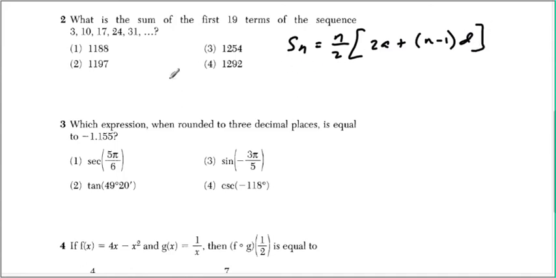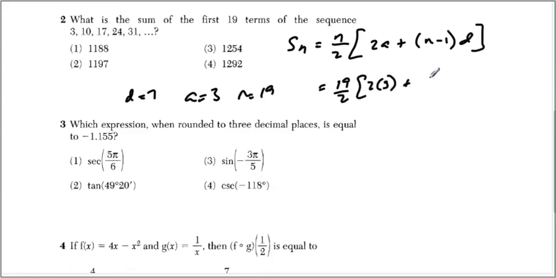Good. Now we know d is equal to 7, we know a1 is equal to 3, and n is 19. Plug them all in. So 19 over 2, times 2 times 3 plus 19 minus 1, which is 18, times 7. And that's going to end up with 1254. Alright, type them all in your calculator, and we're going to end up with the secant one.